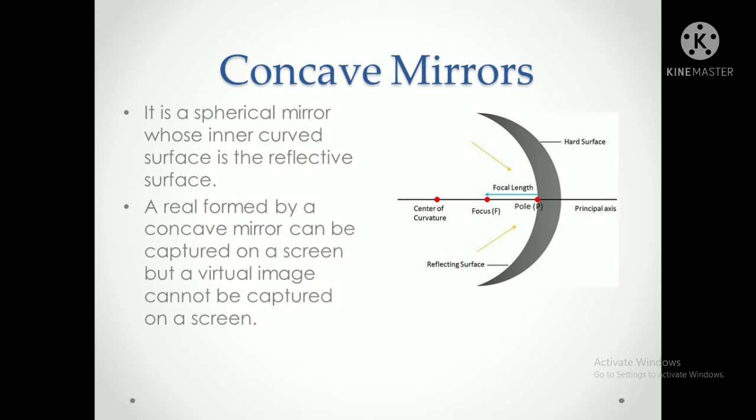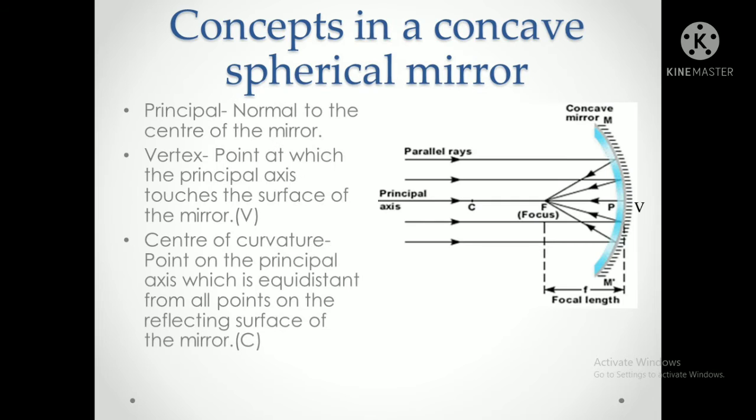Now a real image formed by a concave mirror can be captured on a screen, but a virtual image cannot be captured on a screen. Okay, in a concave mirror, a real image can be formed and captured on the screen, but a virtual image cannot be captured on the screen. Now we have to know a little bit more about the concave spherical mirror. So let's see here, some concepts.